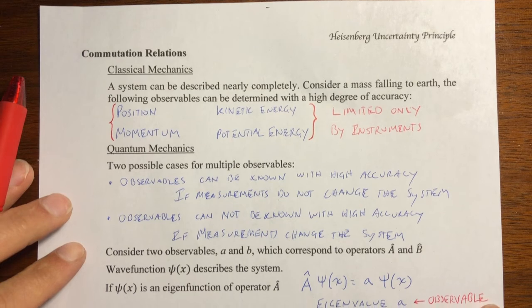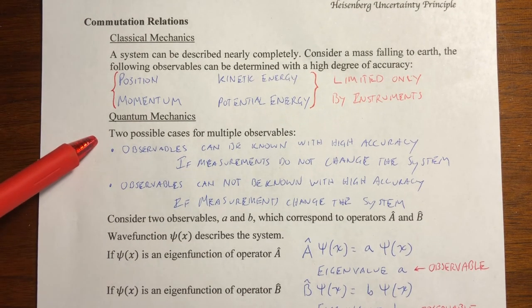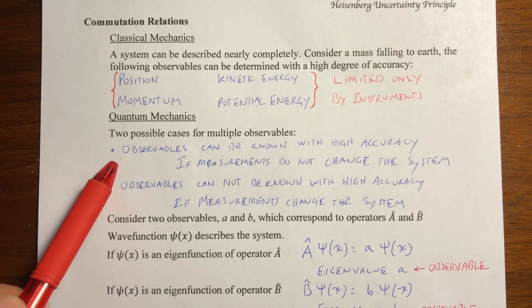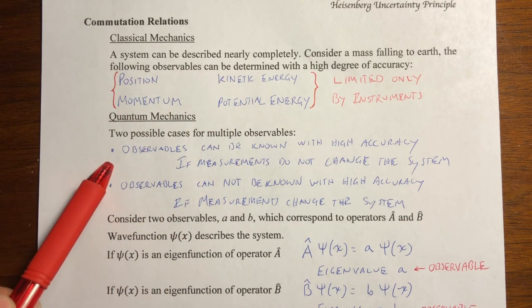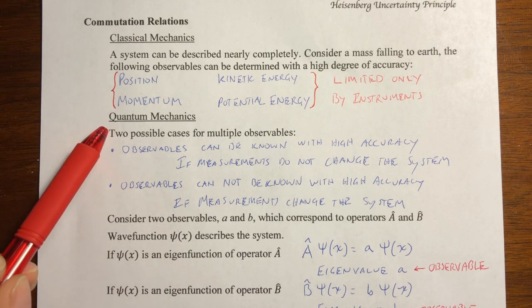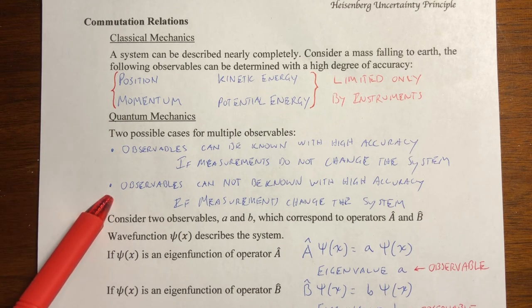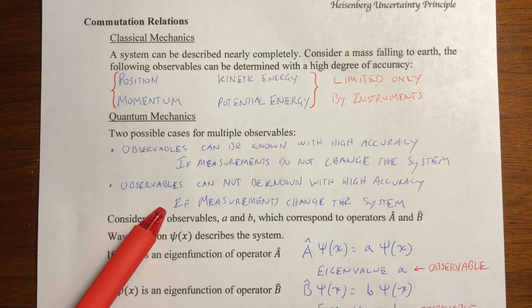In quantum mechanics, however, there are two possible cases for multiple observables. Observables, like any of these above, can be known with a high degree of accuracy if the measurements do not change the system. However, in quantum mechanics, it is possible for the measurements themselves to actually interfere with what you're trying to measure. That brings us to case 2. Observables cannot be known with a high degree of accuracy if the measurements change the system.